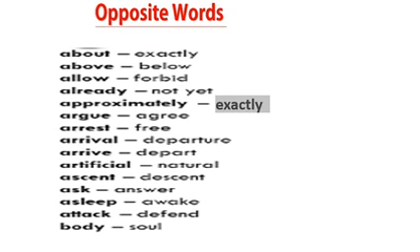Okay, let us call them out. Now we are considering words that have changed completely to form opposites. Number 1. Call them with me. About, approximately, exactly. Above, below. Allow, forbid. Already, not yet. Argue, agree. Arrest, free. Arrival, departure. Arrive, depart. Artificial, natural. Ascent, descent. Ask, answer. Asleep, awake. Attack, defend.